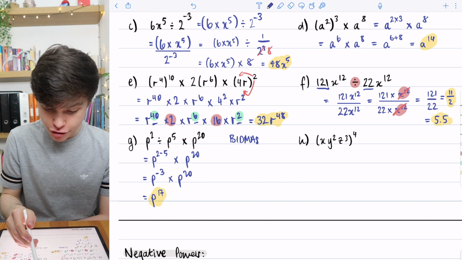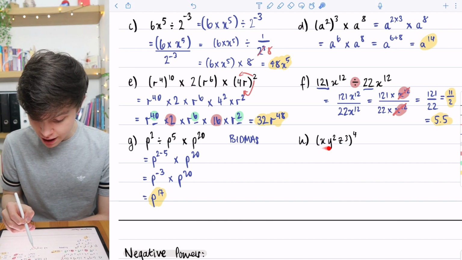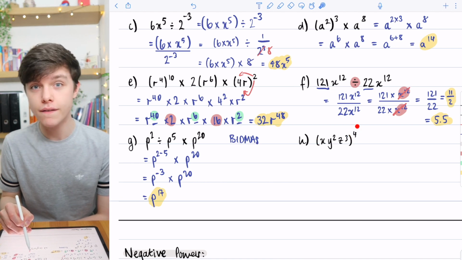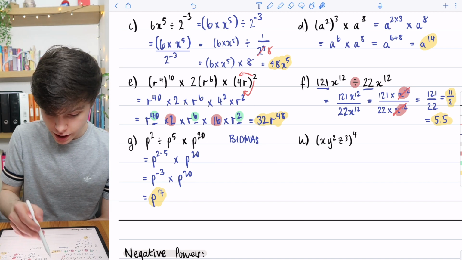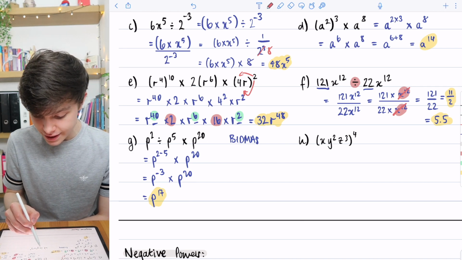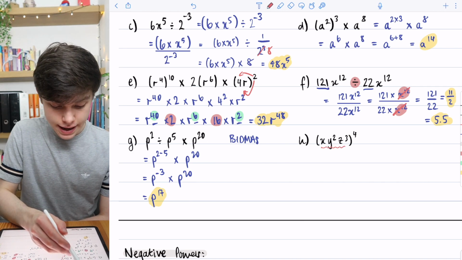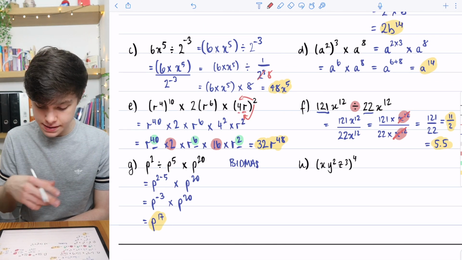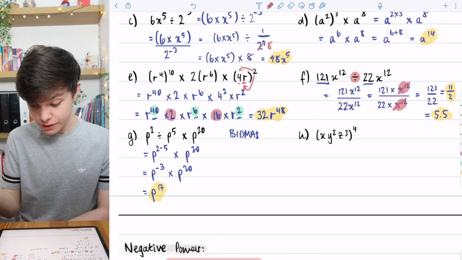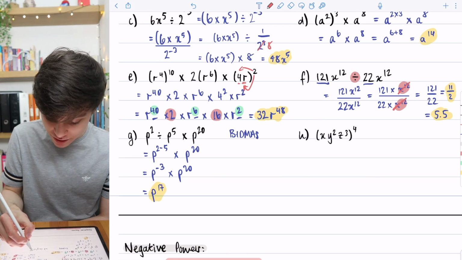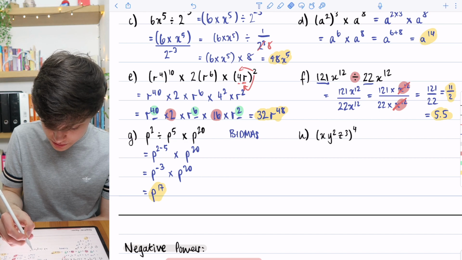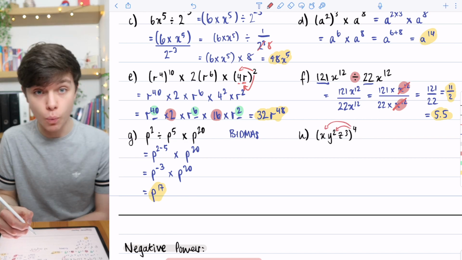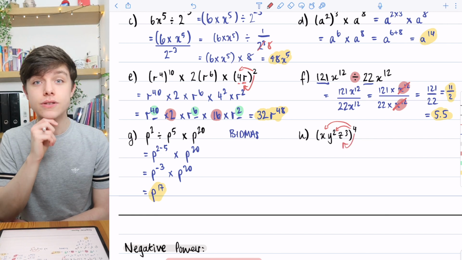Okay, let's have a think about the last one. Here we have 3 things in our bracket, and we're raising all of those 3 things to the power 4. So what we can do is, it doesn't matter how many things we've got in this bracket here. In our example here, we had the 4 and the r, we had 2 things. Here, all we've got is 3 things. So I'm just going to do the exact same thing. I'm going to distribute to the x, I'm going to distribute to the y, and I'm going to distribute to the z.